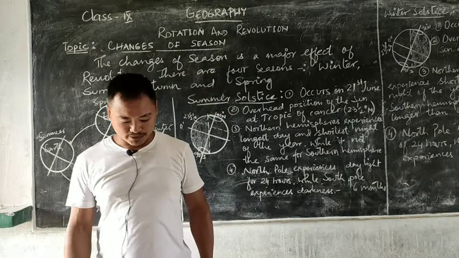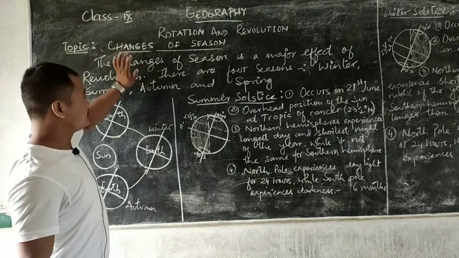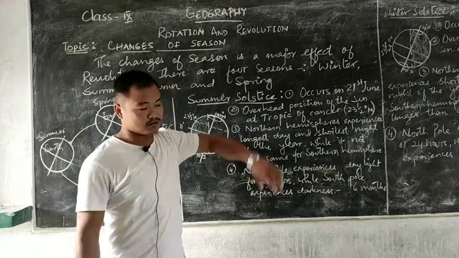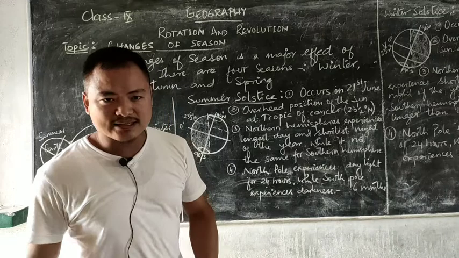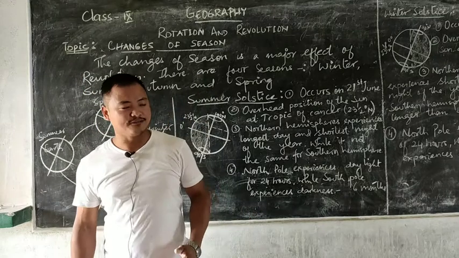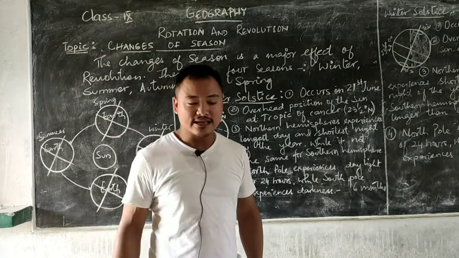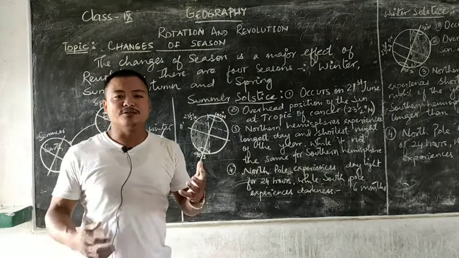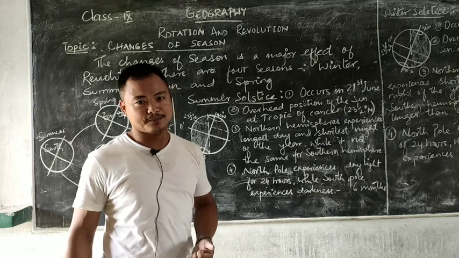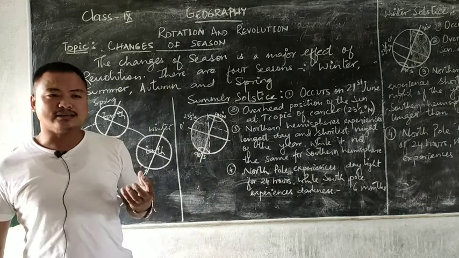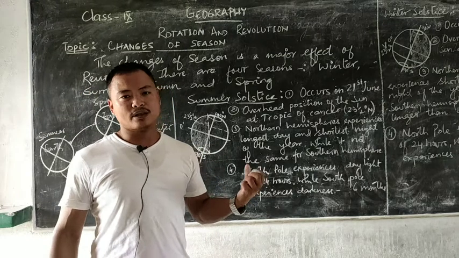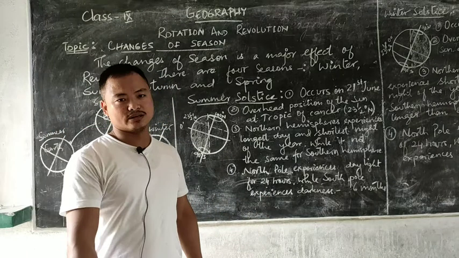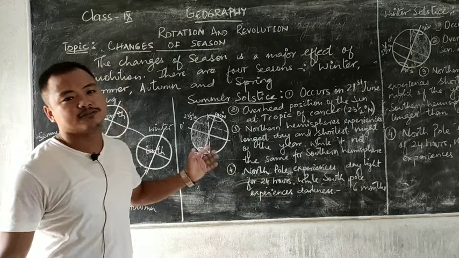So today's topic to be discussed will be change of season as a continuation part from your chapter rotation and revolution. In this section we will discuss how revolution has affected the changes of season. As we can see written, the change of season is one of the major effects of the revolution of the earth. As we know, the earth goes around the sun, and while it moves around the sun, the earth is positioned at different locations. So this results in the formation of seasons.